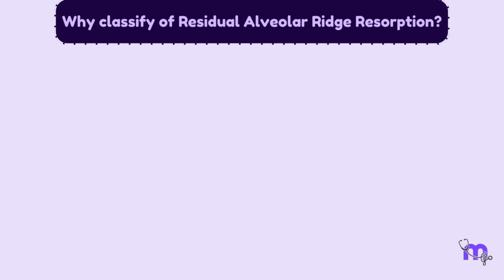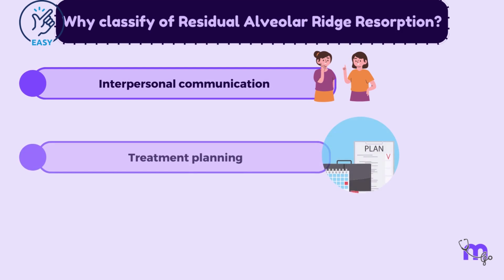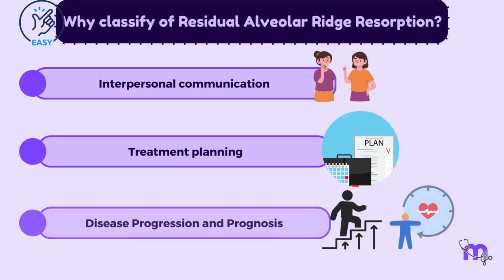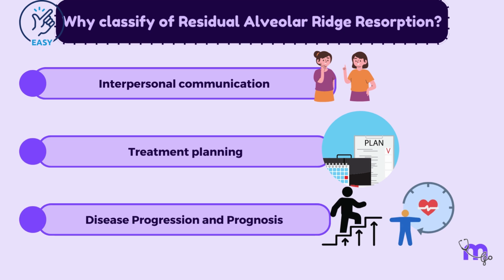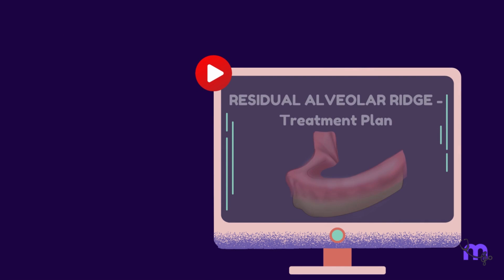Classifying the residual alveolar ridge simplifies interpersonal communication, treatment planning, intensity of disease progression, and prognosis. In our next video, we will discuss this further along with the treatment plans.